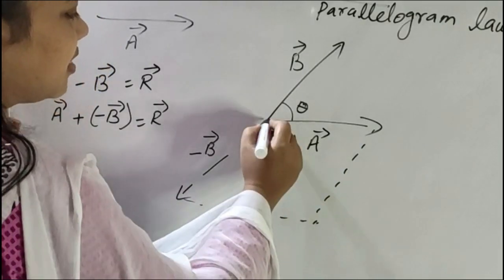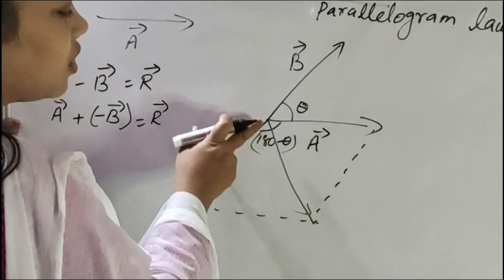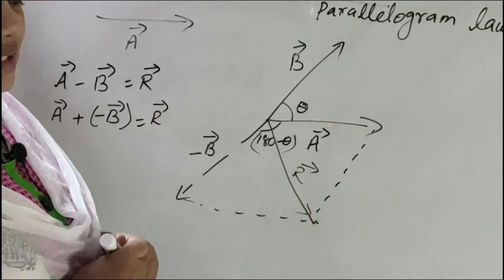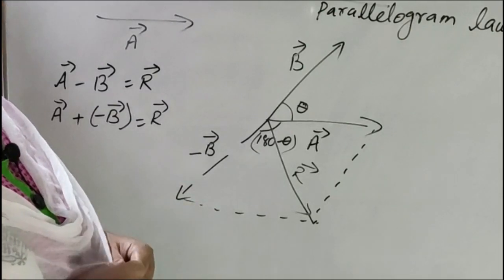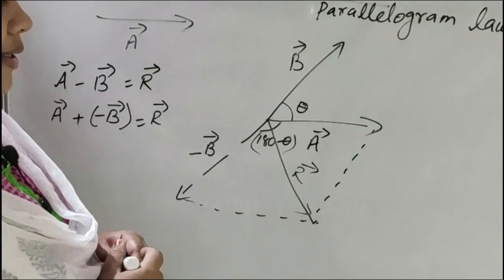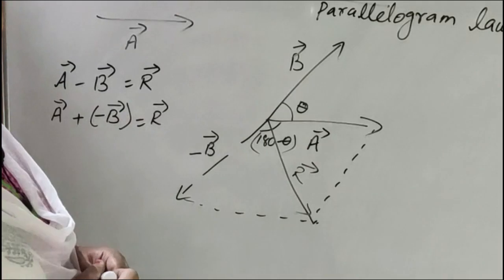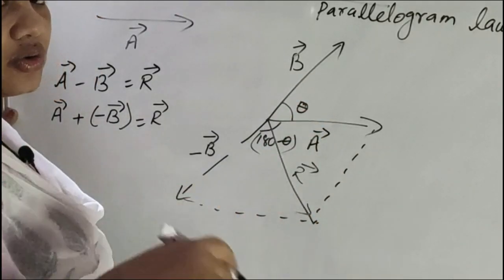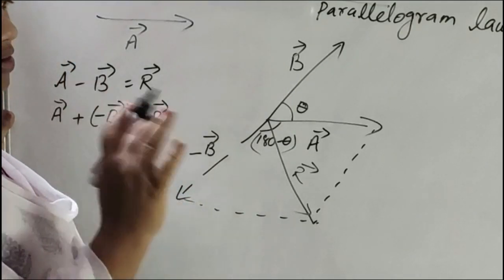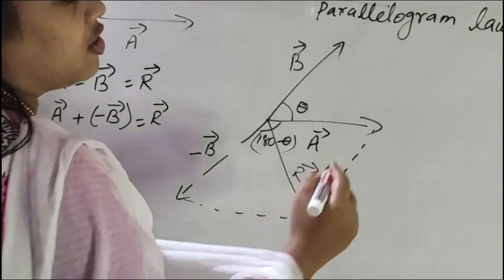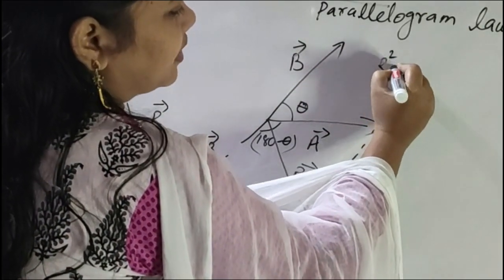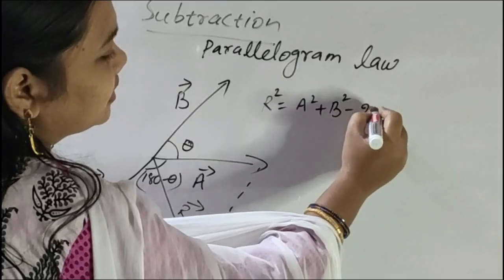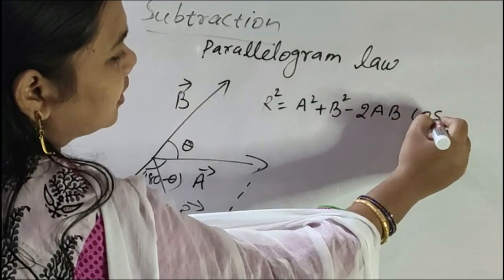Okay, and where is the resultant vector? It starts from the common intersection point. This is the resultant vector, which starts from the common intersection point. Now we already derived the formula, isn't it, children? I will not explain it once again, so we will go directly to the formula. R squared is equal to A squared plus B squared minus 2AB cos theta.